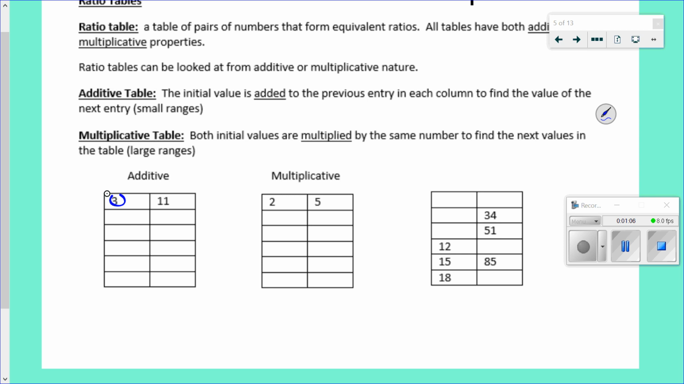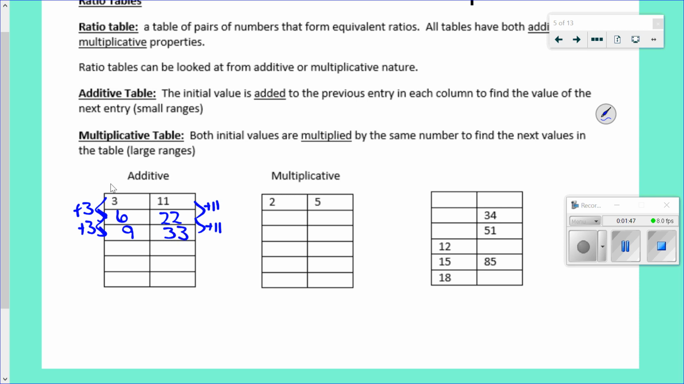So in this case, my first column starts with 3. I'm going to add 3 on this side. So 3 plus 3 is 6. On this side, my first value is 11. So I'm going to add 11. So 11 plus 11 gives me 22. So back on this side, I'm going up by 3. So I'm going to add 3 again because I add that initial value each time. So 6 plus 3 gives me 9. On this side, I'm adding by 11s. So now 22 plus 11 gives me 33.